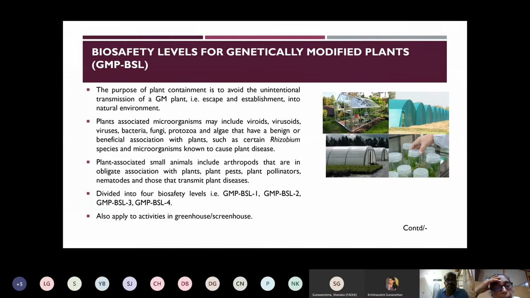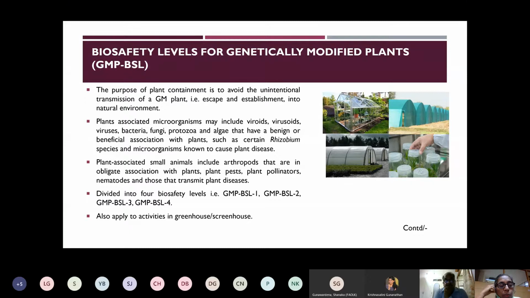And also, when we say plant, then the plant-associated microorganisms and plant-associated small animals, the containment requirements will apply to them also. For example, I'm working on a legume and there is rhizobium below, then that rhizobium will also be subjected to the same level of containment requirements. Similarly, the small animals which they work with.